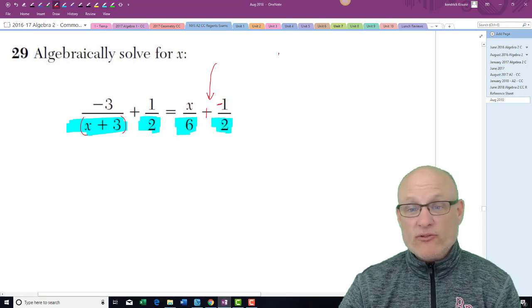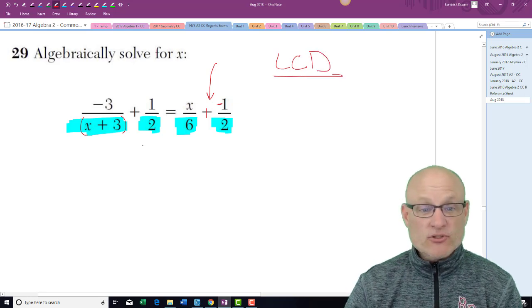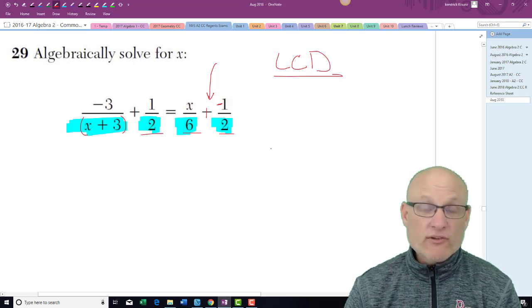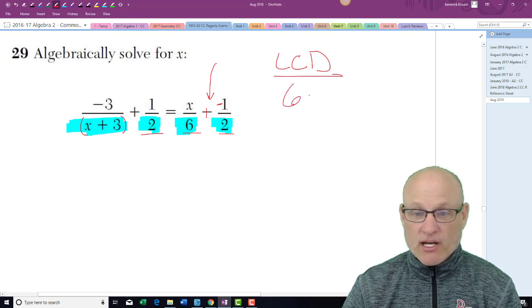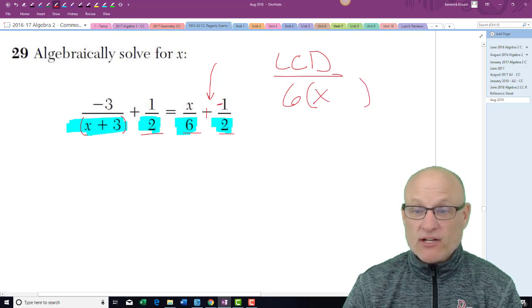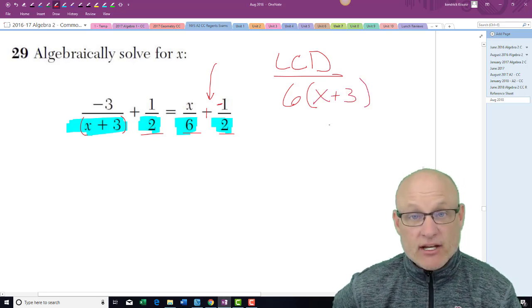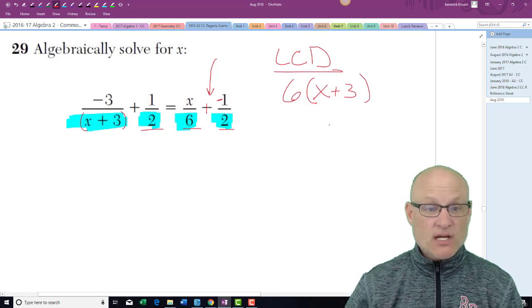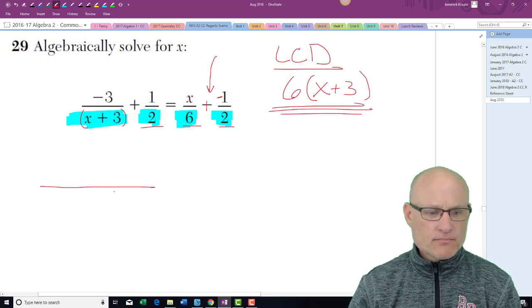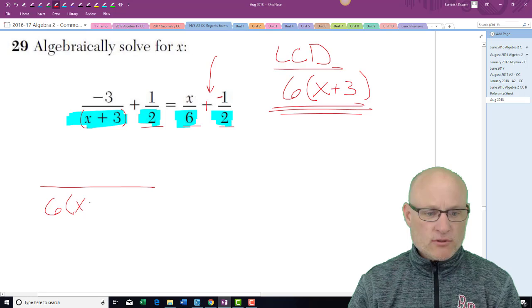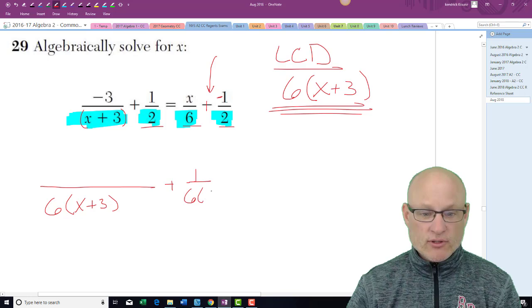So my lowest common denominator. First, if I look at 2, 6, and 2, what's the smallest number that they all go into? 6. So my lowest common denominator is 6. But there is also an x plus 3 in the denominators. So I need that as part of my common denominator as well. All right, so I'm going to change all the denominators to this. So 6 times (x plus 3) plus 1 over 6 times (x plus 3) equals, well, I should have put negative 3 here.